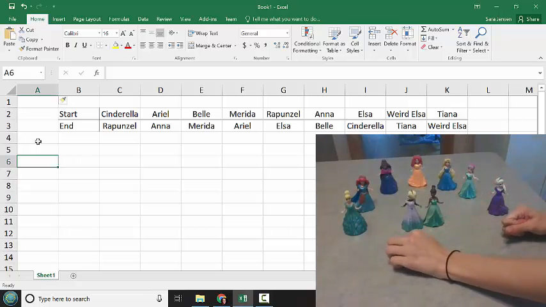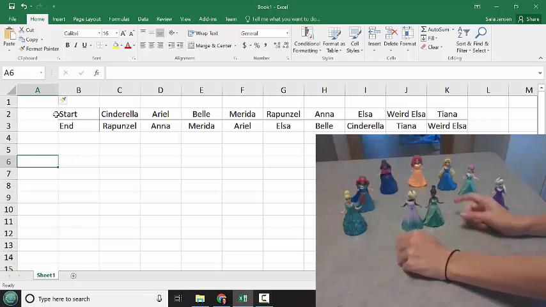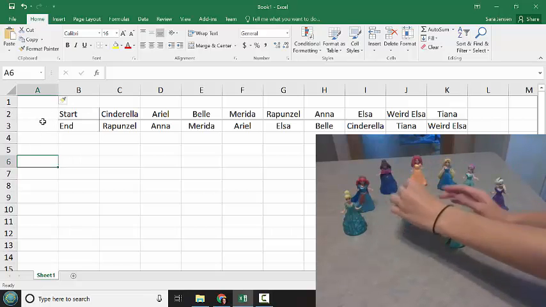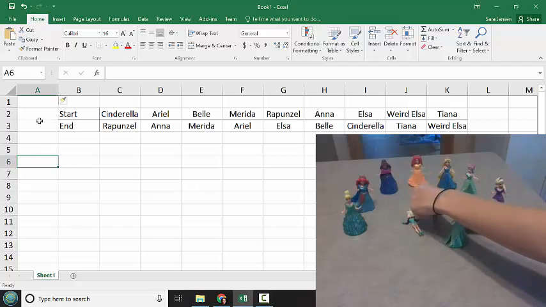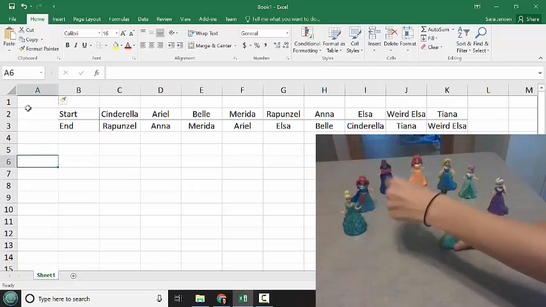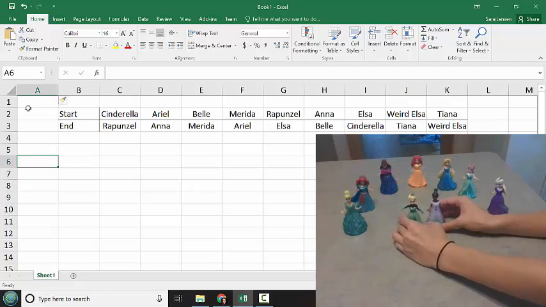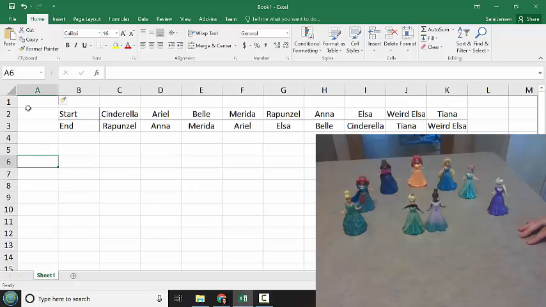And don't forget about Tiana and Weird Elsa. Tiana should give her dress to Weird Elsa, and Weird Elsa should give her dress to Tiana. And we've undone the motion that we just did from using this exact same table.